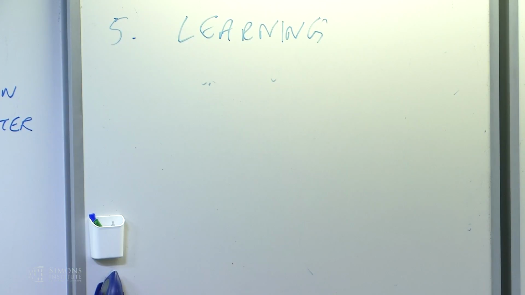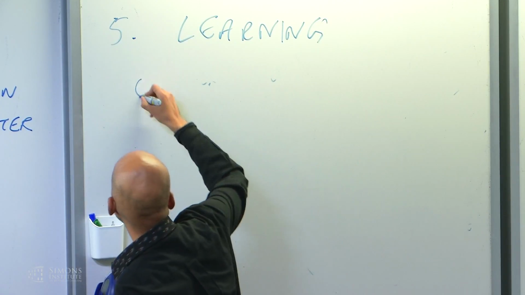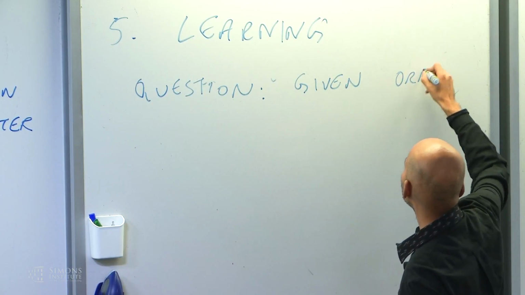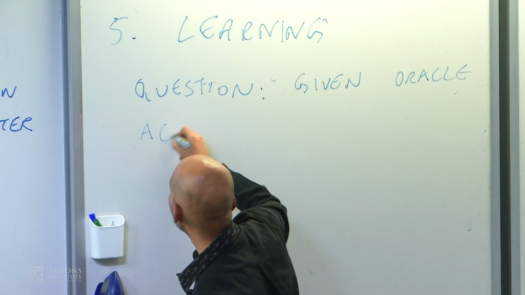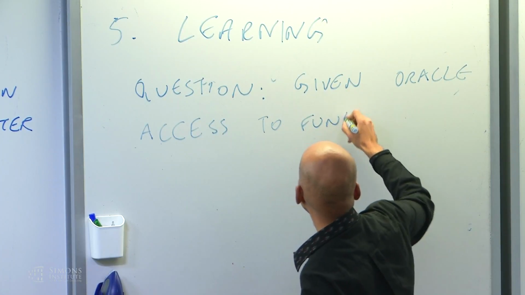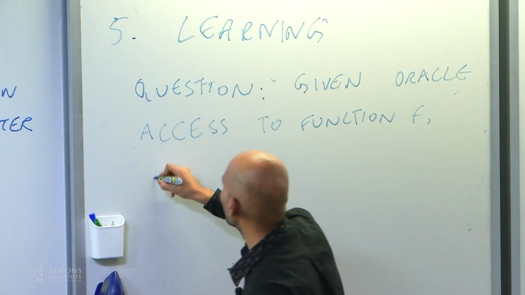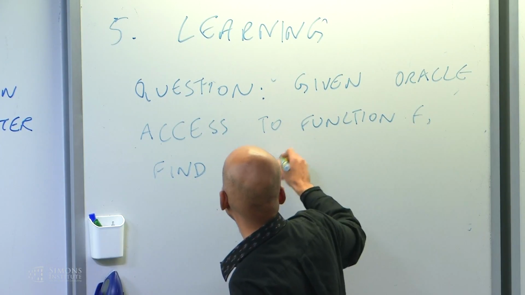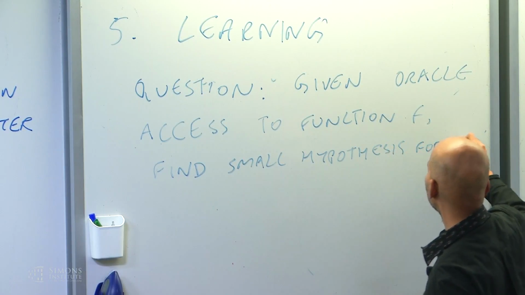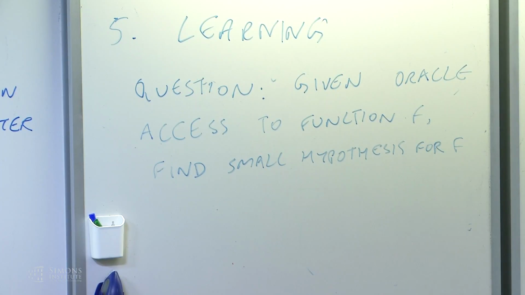But for learning, what is learning essentially? The question: I've been given oracle access to a function. Of course, this is just one setting in which we do learning, but it's a setting that will be most relevant to us. Find a small hypothesis for f that explains f. You're given oracle access to a function and you want to quickly find a small hypothesis that's consistent with f on most inputs. So that's one natural setting in which we do learning.